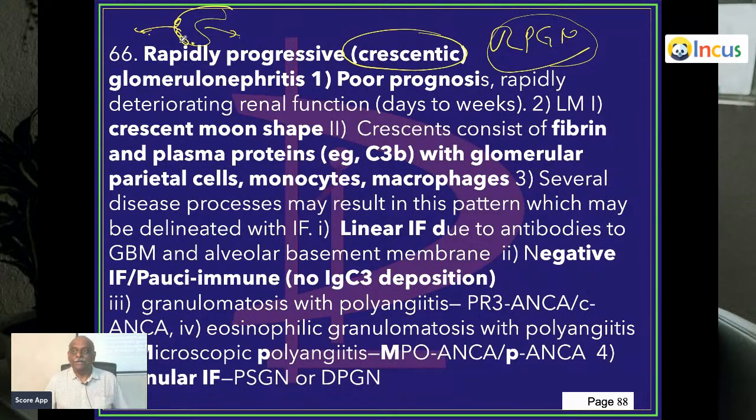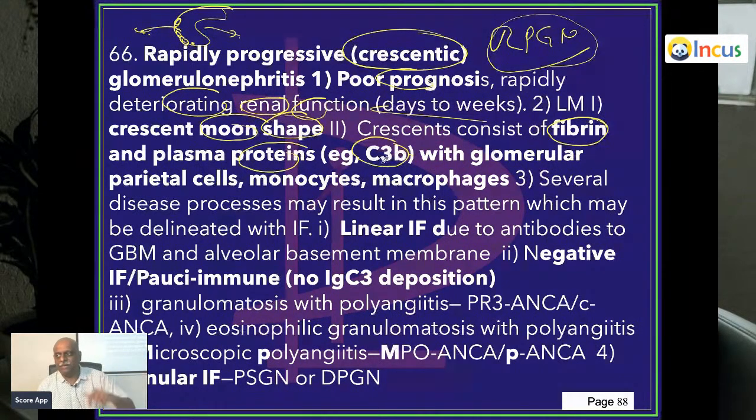Doctor, rapidly progressive glomerulonephritis is a term used by clinicians, and crescentic glomerulonephritis is a pathologist's term. Whatever it is, there is a poor prognosis, with rapidly deteriorating renal function within days to weeks. In the light microscope, you find crescent moon-shaped structures, and this crescent consists of fibrin, plasma proteins like complement C3b, proliferative glomerular parietal cells, monocytes, and macrophages. They form crescents.